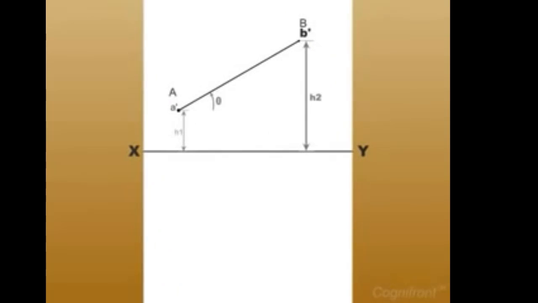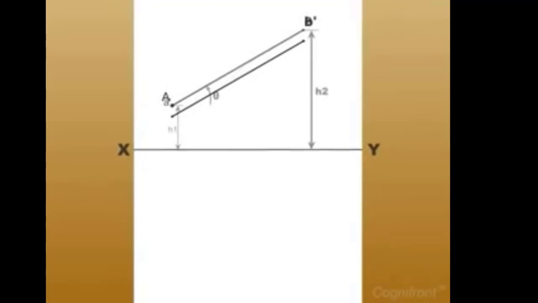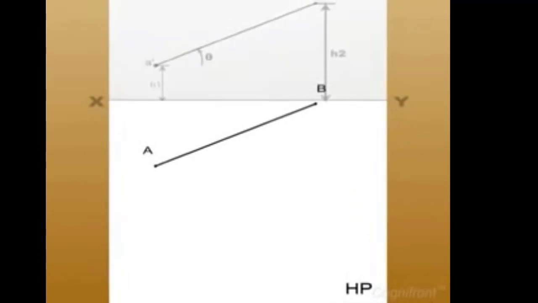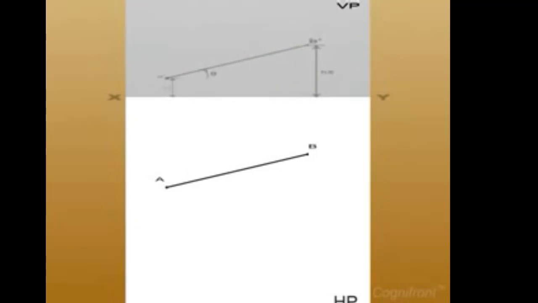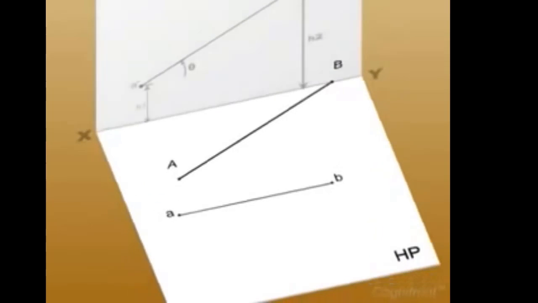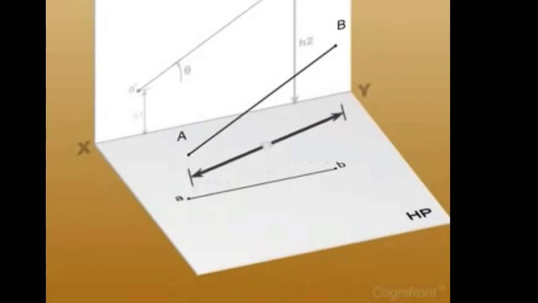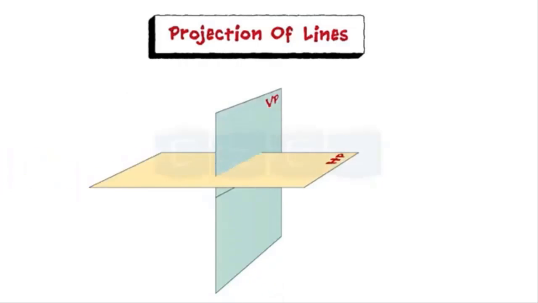Now, change the position of the observer. Looking from the top view, the projectors are passing through A and B and meet the HP orthogonally at points A and B. The line AB is the top view of line AB. The length AB is the shortened length of line AB. Easy, right? Let us understand the term projection of a line.